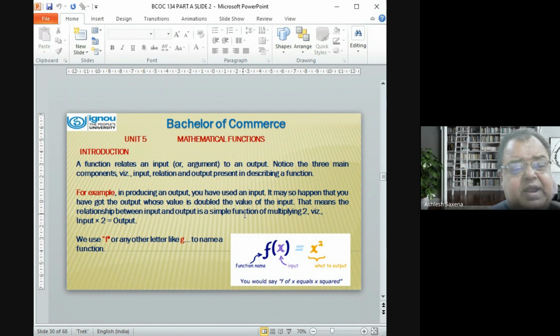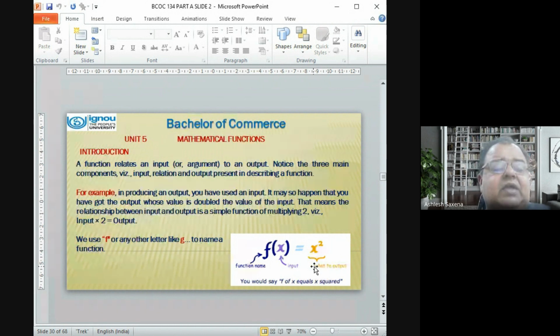If you use f or any other letter like g to name a function, we normally use f. So you might have seen these types of things. This is the function name, this is the input, and this is the output. That means f(x) is a function of x. f(x) equals x square means it is a quadratic function. If the variable has a power of 2, that is a quadratic function.